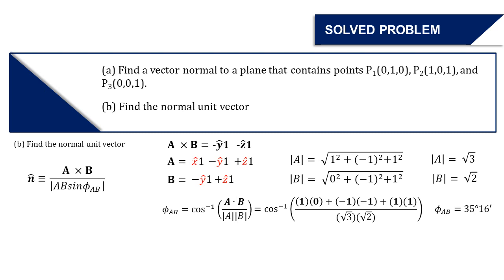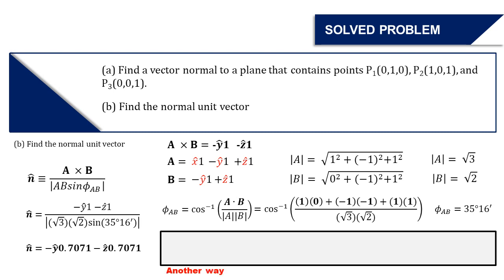So, makukuha na pala natin yung ating normal unit vector. And that would be, pag i-substitute natin itong mga values ng a cross b, and yung ating magnitudes, and yung ating angle, malalaman natin na yung ating normal unit vector is equal to negative y hat 0.7071 minus z hat 0.7071. And sabi ko nga kanina, we have two ways in finding this normal unit vector. Meron tayong mas simple. Okay?